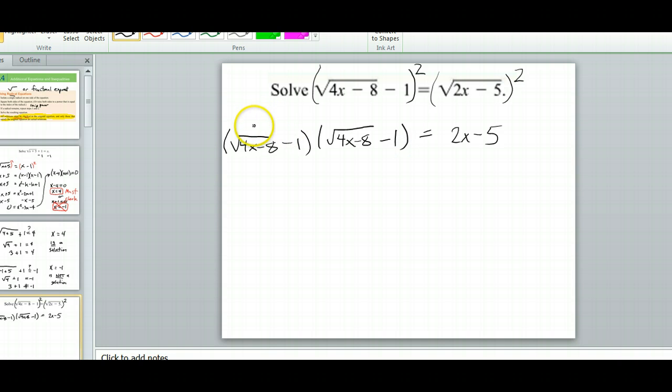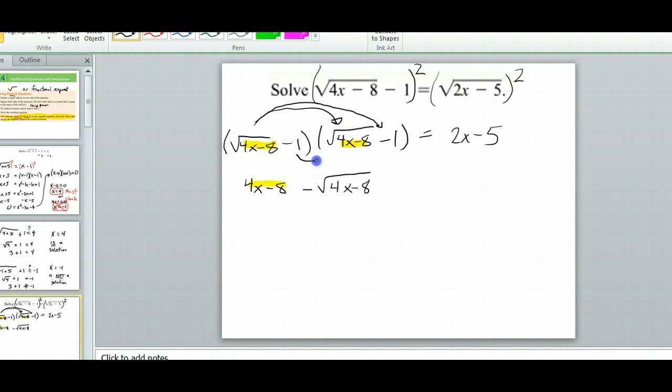So we're going to have to do the FOIL method. So this times this: the square root of 4x minus 8 times the square root of 4x minus 8. The square root of anything times itself is just what's underneath that radical. This is coming from the fact that there's 4x minus 8 under this radical, and 4x minus 8 under this radical. So that's why we're getting the 4x minus 8 outside of the radical. So that's first. Outside, we get a negative times this square root of 4x minus 8.